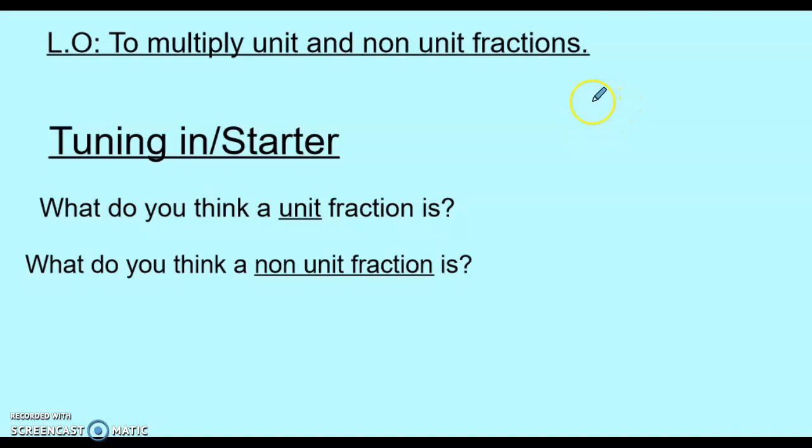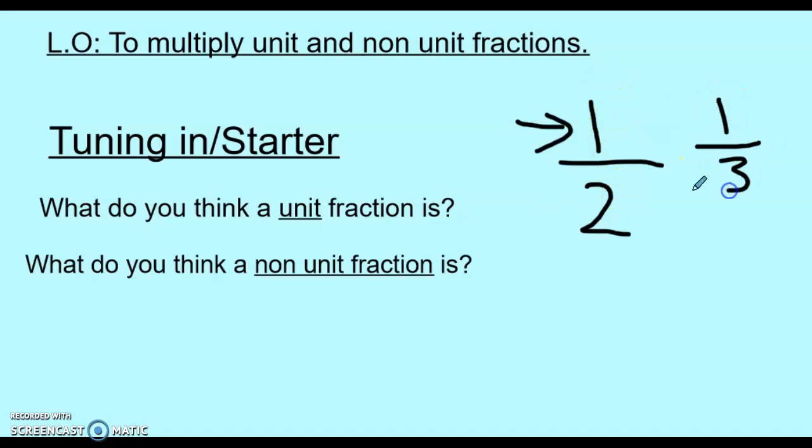So if I think about a fraction, and I'm going to do 1/2, I could say 1 out of 2. The numerator is the top number. So a unit fraction is any fraction where the numerator is 1. So for example, 1/2, 1/3, 1/4. Those are unit fractions. All of the numerators are the same, they are 1.